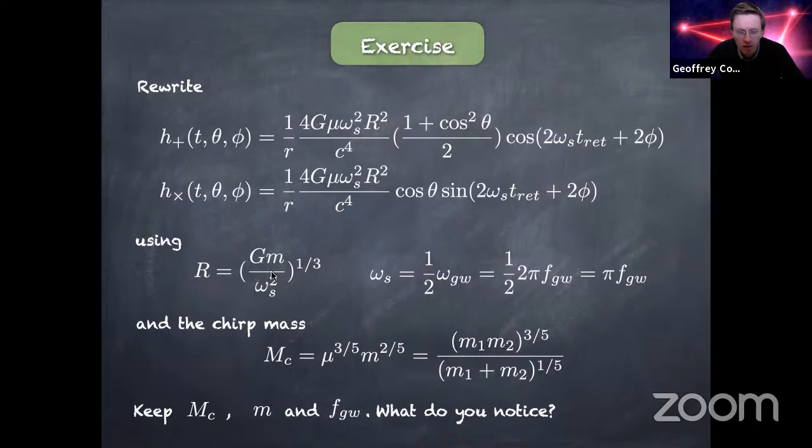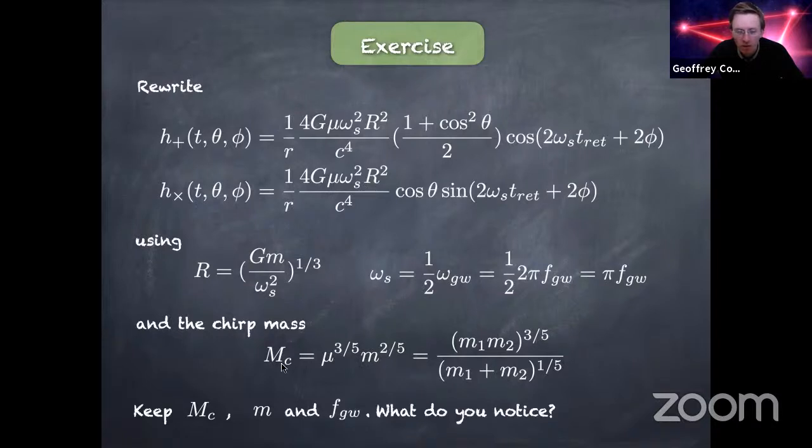So now let's use this relationship, this Kepler law again, and let's replace the source frequency in terms of the frequency of gravitational waves, and we introduce a new quantity, which is called the chirp mass. The chirp mass is a very special combination of reduced mass and total mass, with a bit mysterious powers of 3/5 and 2/5.